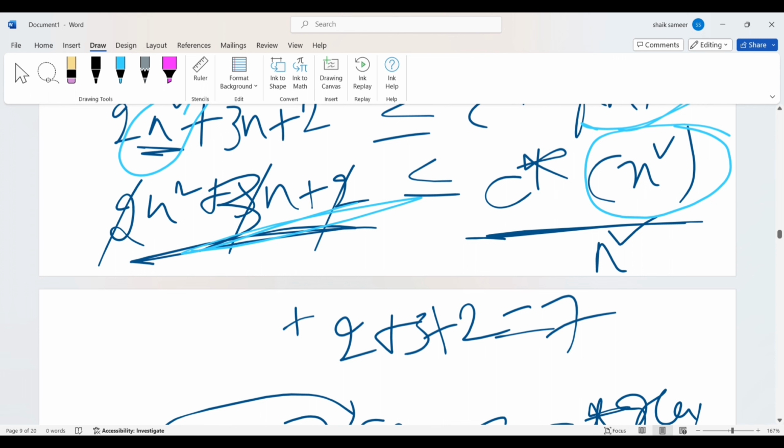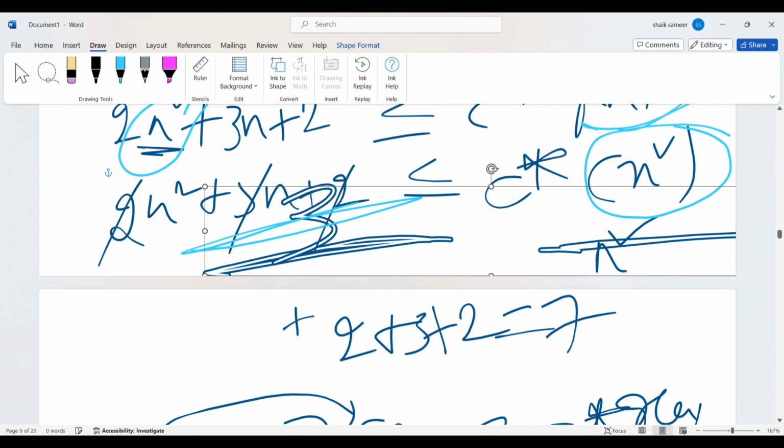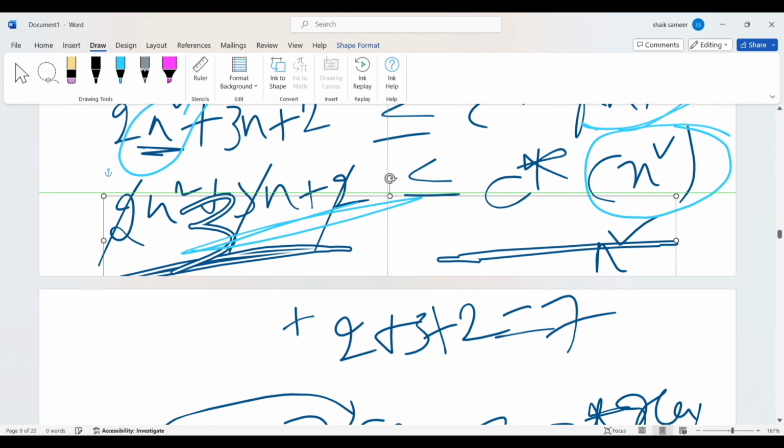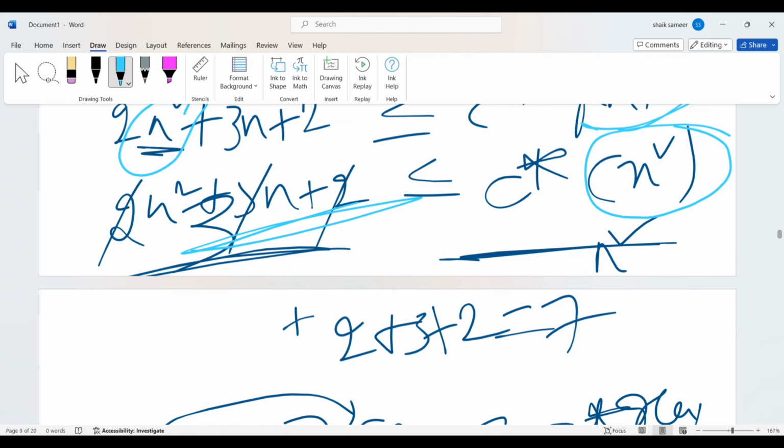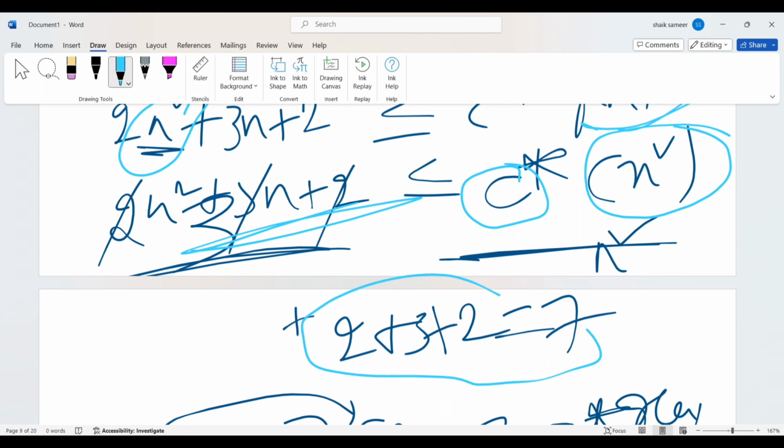So you will get it like this. Substitute the value of c. If you substitute the c value, I have substituted c equal to 1. I told you a trick for how to find the c value without trying 1, 2, 3, 4 like that. So substitute the c value.